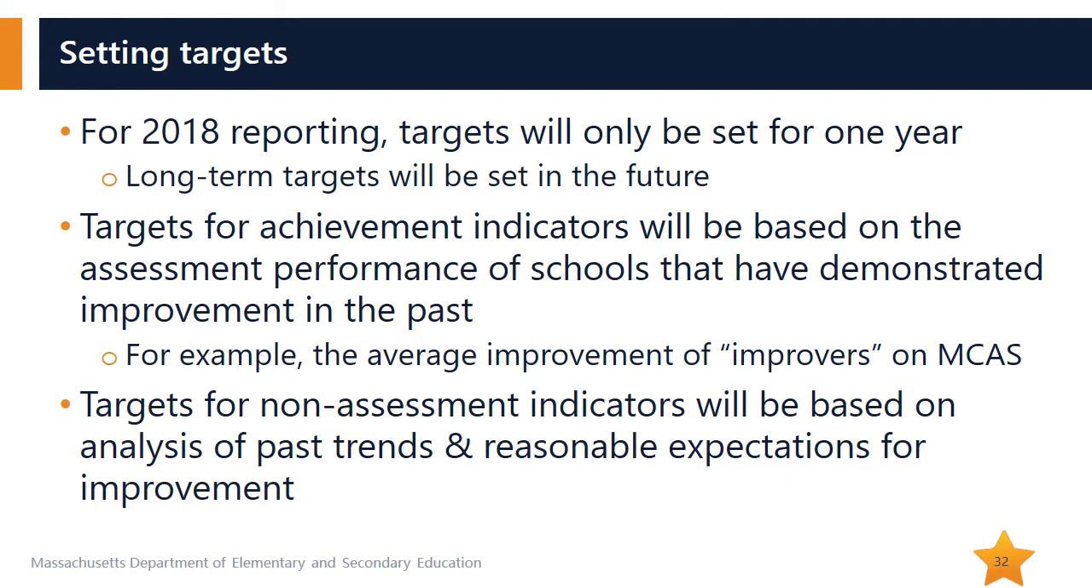Even though we only have 1 year of next generation MCAS data, the department can set conservative yet reasonable achievement targets for 2018. We can do so using a statistical approach that allows us to look at schools that have demonstrated improvement on the legacy MCAS tests. In doing so, we can see what the average improvement looked like across improvers only, not statewide, where results have been relatively flat, and apply the same expectation of improvement to the new test scale. Long-term targets will be set in the future once we have multiple years of next-generation MCAS data to analyze.